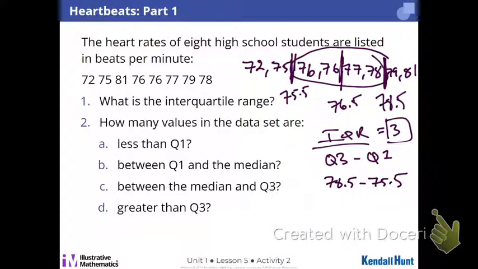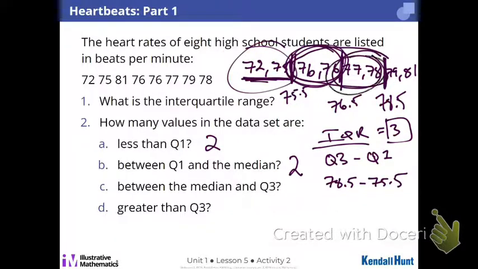Next, reporters. Less than quartile 1, how many values? 3, 2, 1? I got 2. Between quartile 1 and the median? 2. They're right here. Between the median and third quartile? 2. And higher? 2. And why does it make sense that they're all 2? Because there are 8 data points and we're cutting it into fourths. Correct?